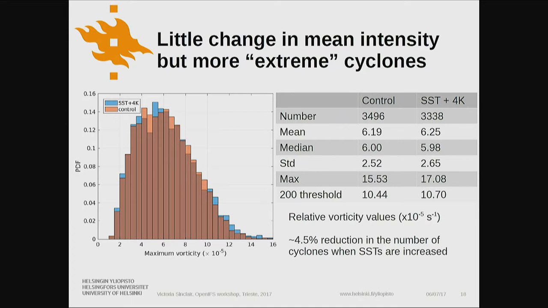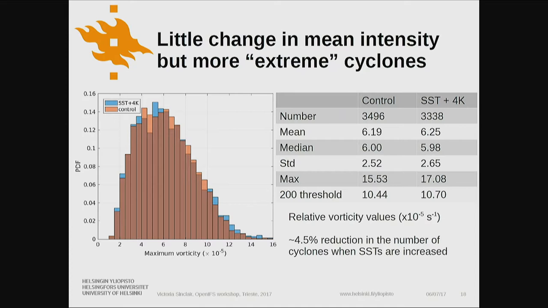But also if we think about the extreme cyclones, if we look at the tail here, we see the blue parts are poking up above the orange part. So this means that in the SST plus 4 simulation, we've got more extreme cyclones. And if you look at the maximum, the strongest cyclone is quite a bit stronger. Also I've written here this 200 threshold. This means when I create the composites, I'm looking at my 200 strongest storms. So this is the vorticity value which the 200th storm has in the data set. And again, this increases slightly.